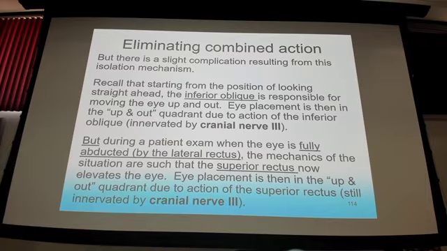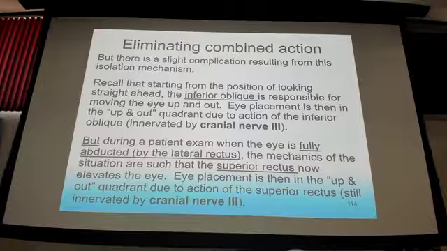So you would say, well, if the inferior oblique was responsible for moving the eye up and out, and that's cranial nerve 3, you would say the eye is in the up and out quadrant due to the action of cranial nerve 3. There we go. You're ready for this?